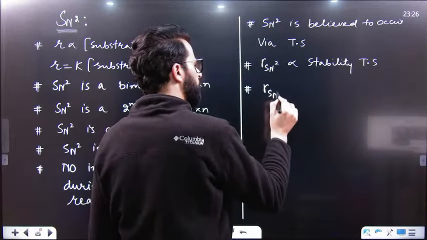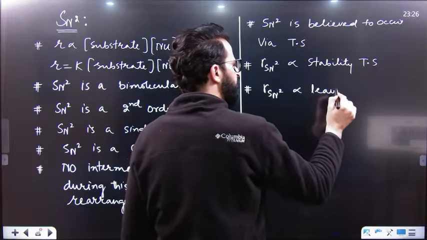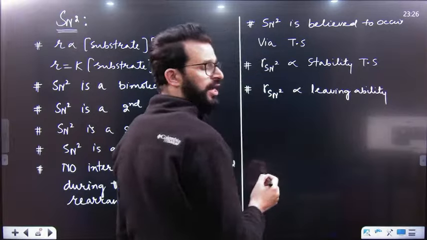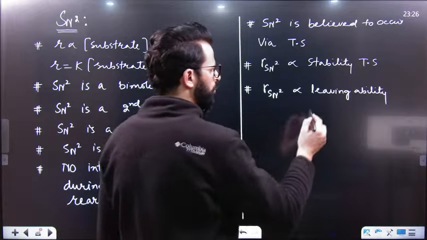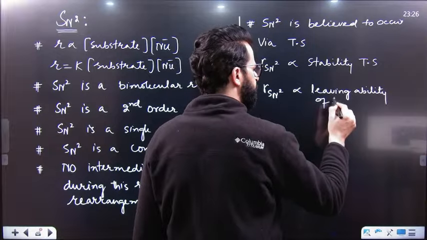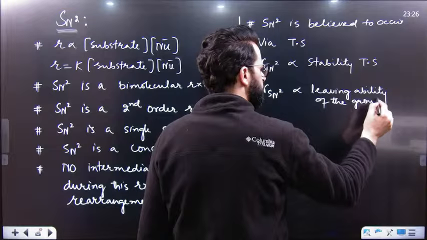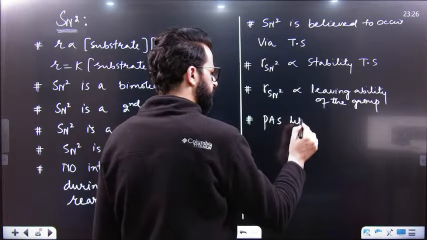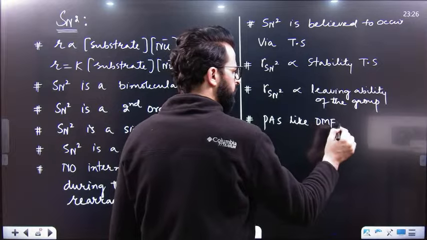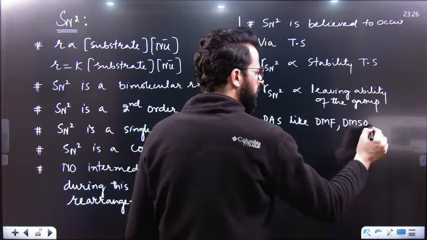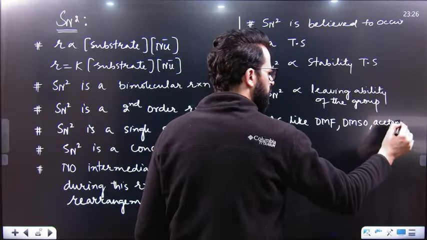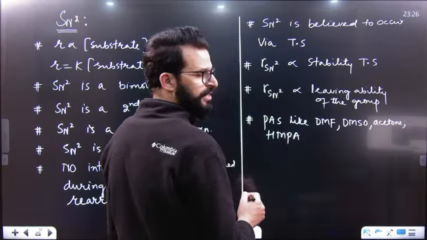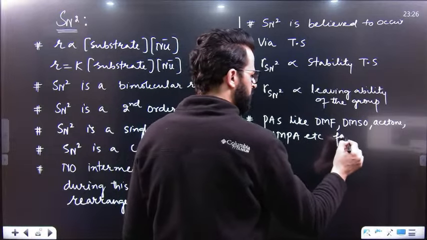Rate of SN2 is directly proportional to leaving ability of the group. That means once again, RI will be fast as compared to RBr, as compared to RCl, as compared to RF. And remember, polar aprotic solvents like dimethyl formamide, dimethyl sulfoxide, acetone, hexamethyl phosphoramide, etc. favor SN2 reaction.